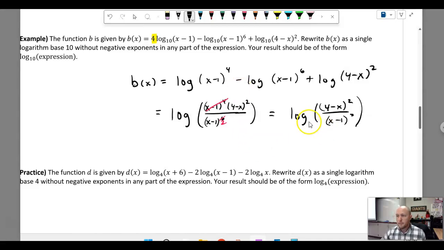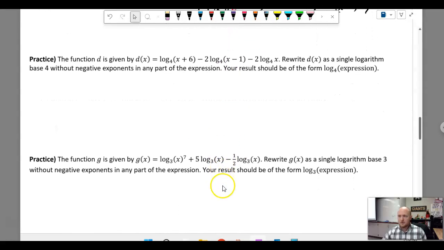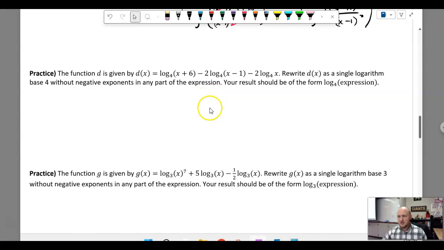This is log base 10. Remember, this is a common log, base 10, written as a single expression. All right? Let's go ahead. Practice one. Here's one for you guys. Please go ahead, pause me. Try this one, and I'll show you the solution.